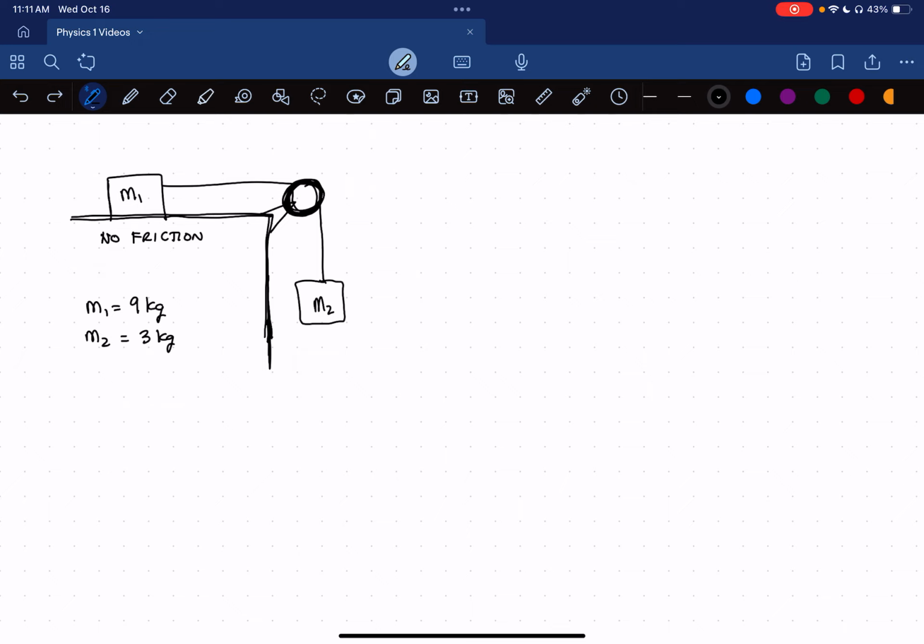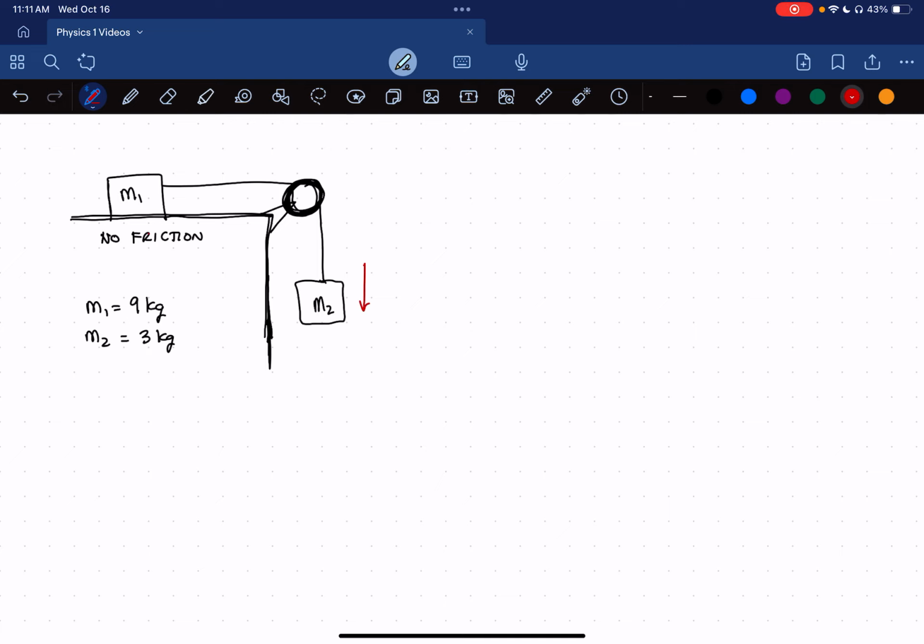So my question is, is there going to be acceleration to this system? Take a moment to think about it. And yeah, there will be.